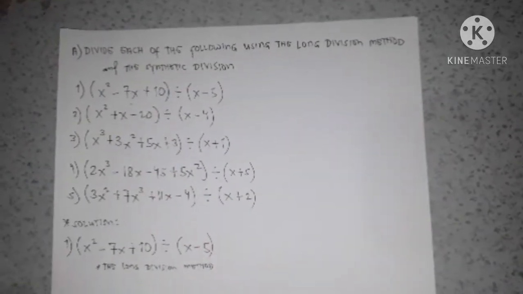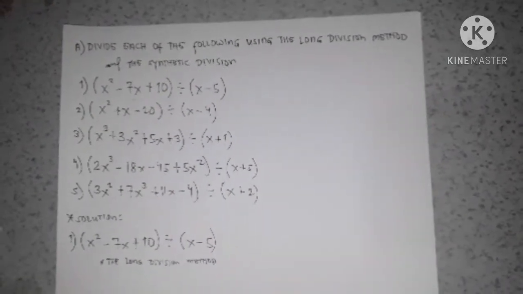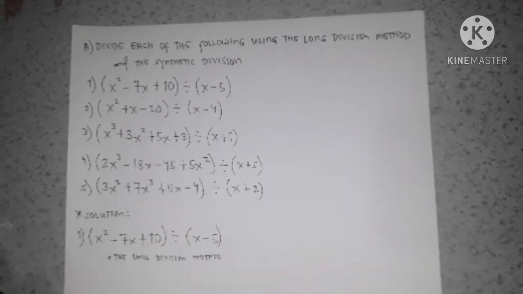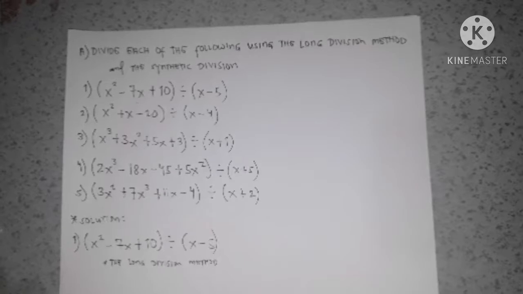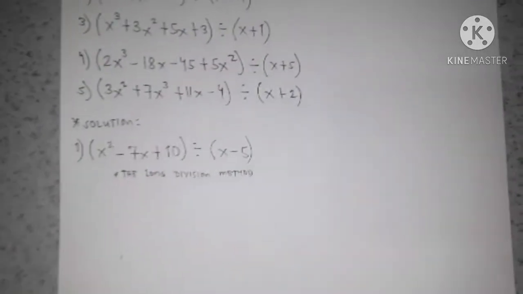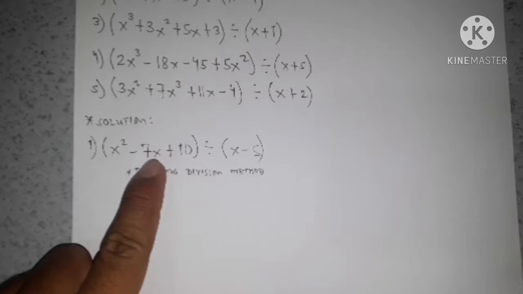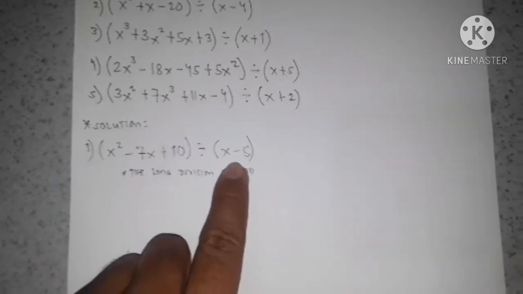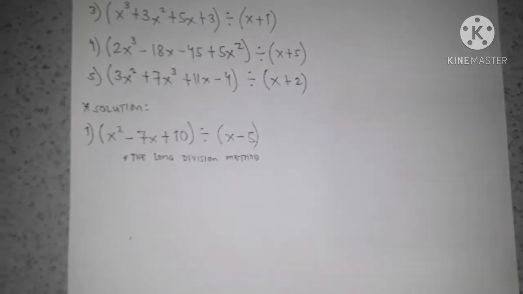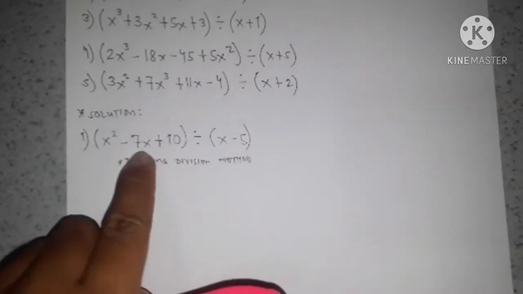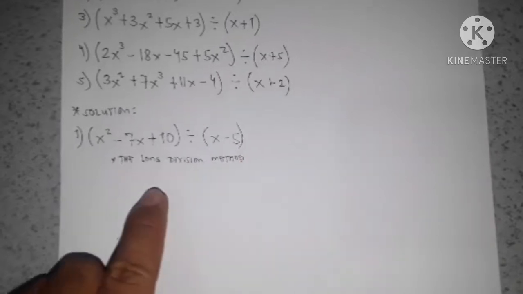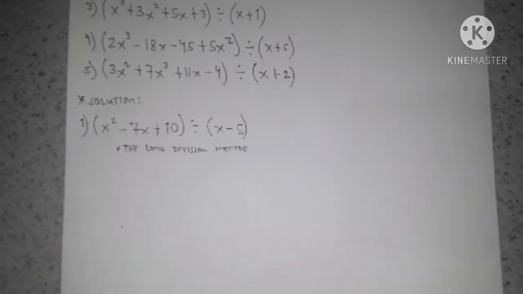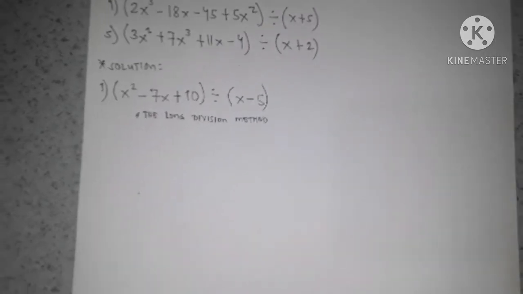Long division and synthetic division. So the instruction is: divide each of the following polynomials by using the long division method and the synthetic division. For number 1, we have x squared minus 7x plus 10 as the dividend and x minus 5 as the divisor. So, i-divide natin ito. Una by using the long division method, and then afterwards, ang gagamitin naman ay synthetic division.